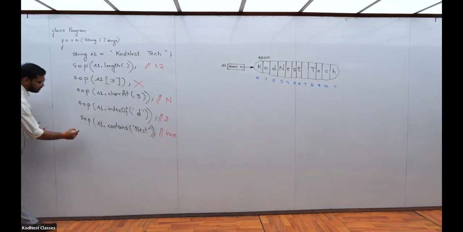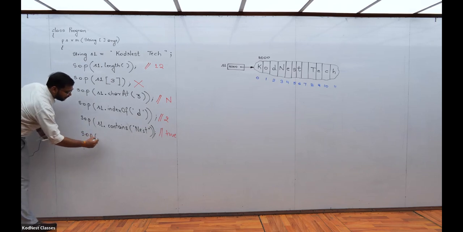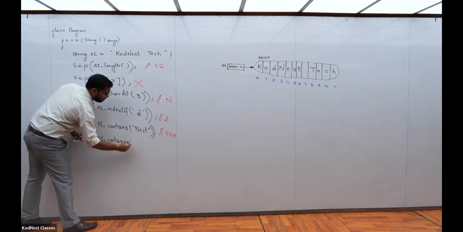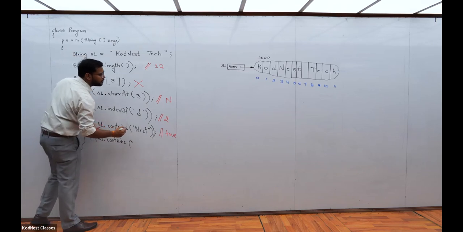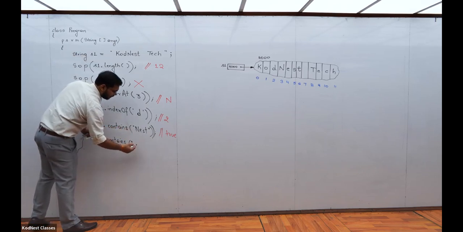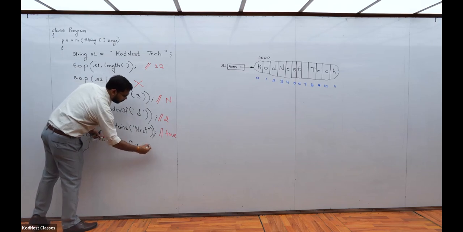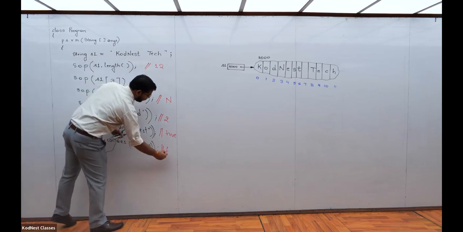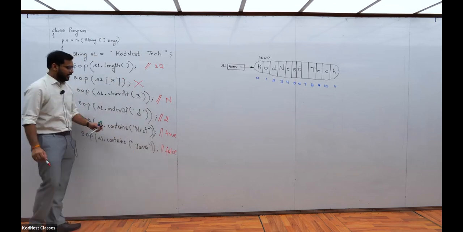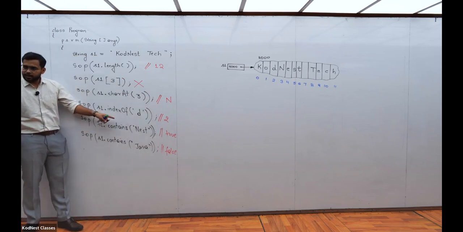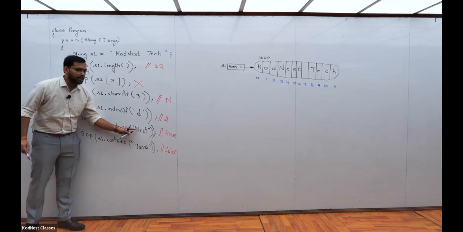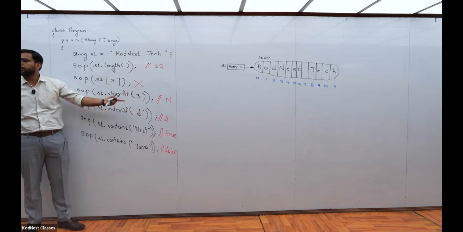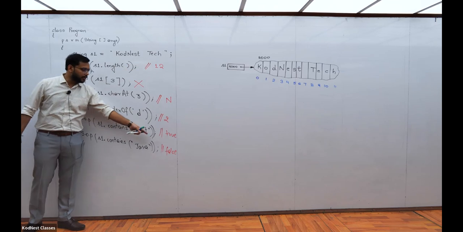In the same manner, let us say I write system.out.println S1 dot contains, and here I mention Java. Now, is Java present inside our string? What will it give you? Now it will give you false. So what will the contains method do? The contains method will check whether the small string is present in the original string or not. If it is present, it will return true. If it is not present, it will return false.